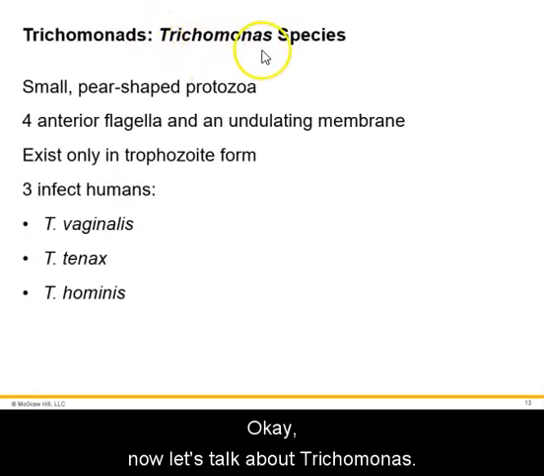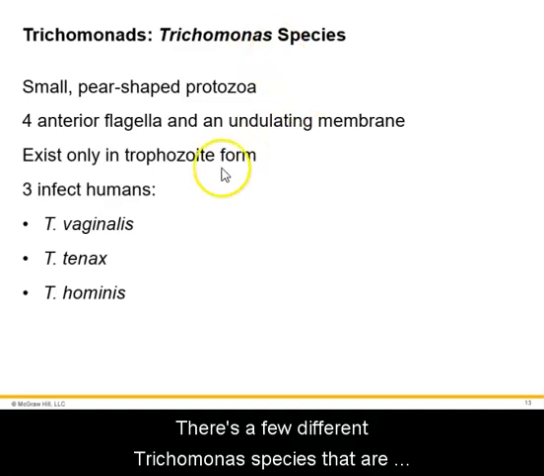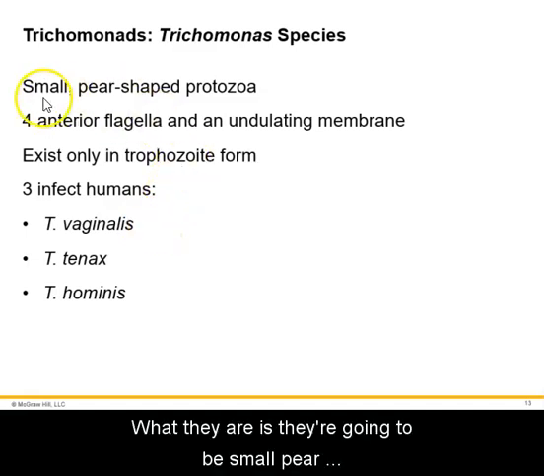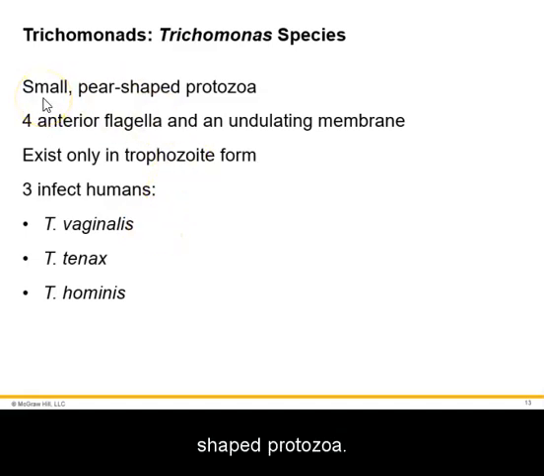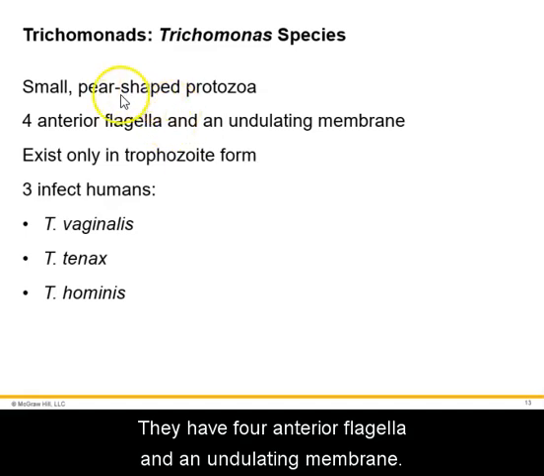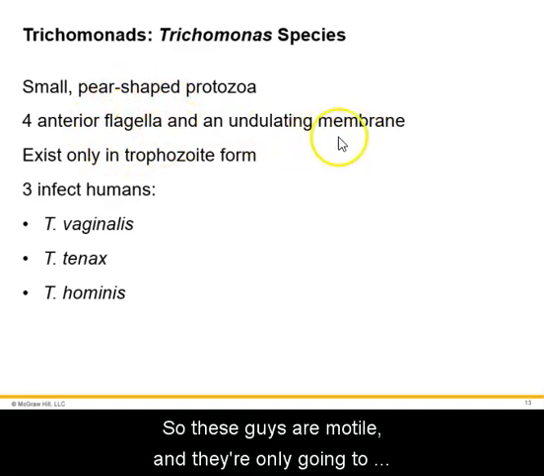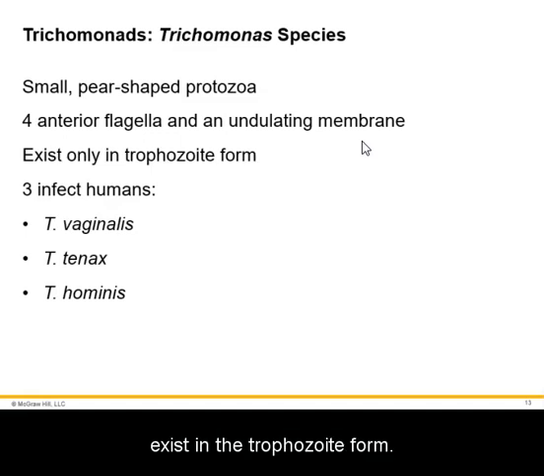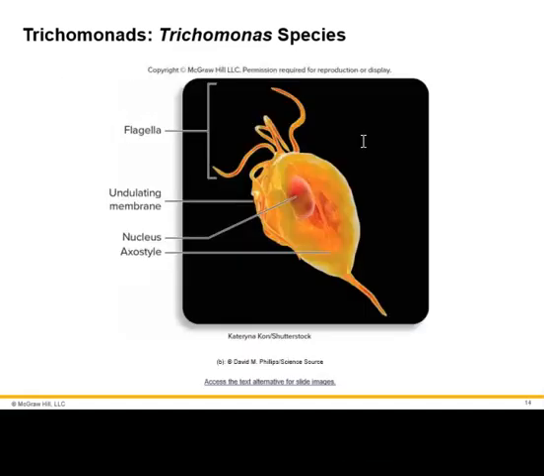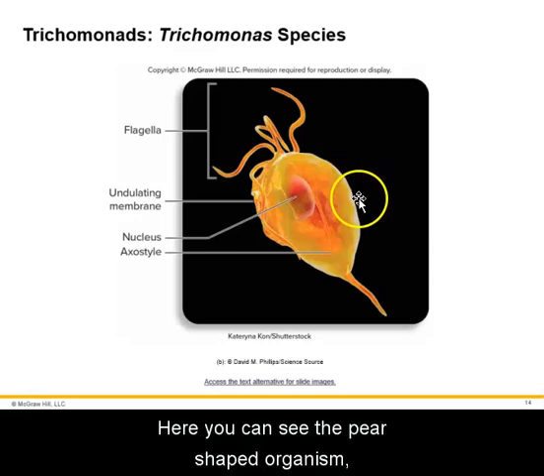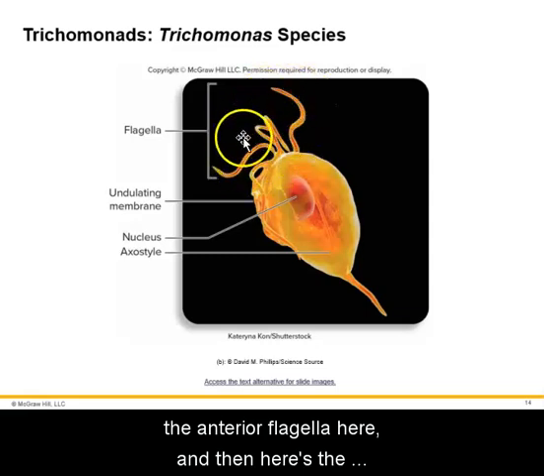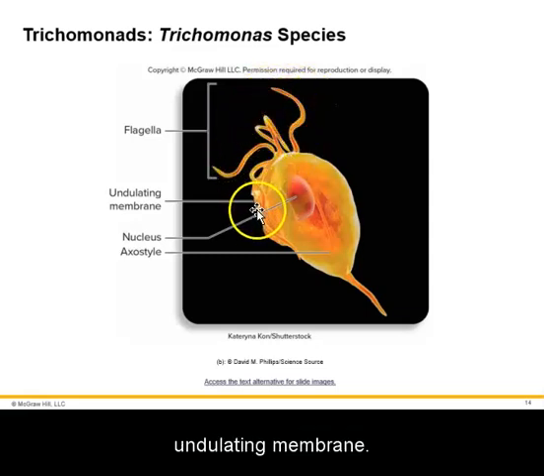Okay, now let's talk about Trichomonas. There's a few different Trichomonas species that are important to us. What they are is they're going to be small pear-shaped protozoa. They have 4 anterior flagella and an undulating membrane, so these guys are motile, and they're only going to exist in the trophozoite form. So these guys don't form cysts. Here you can see the pear-shaped organism, the anterior flagella here, and then here's the undulating membrane.